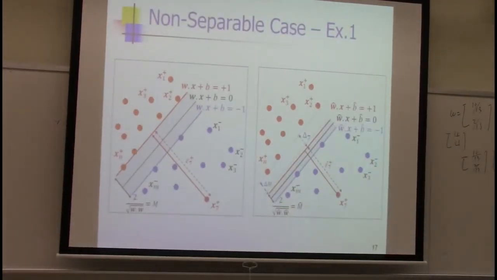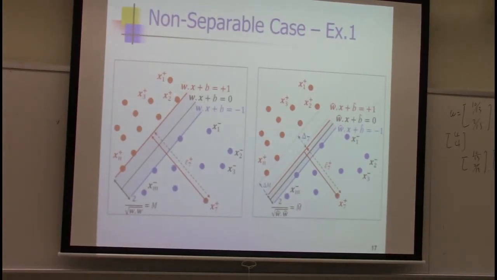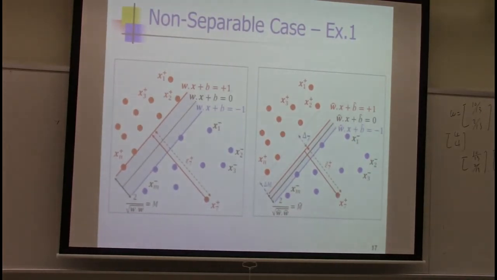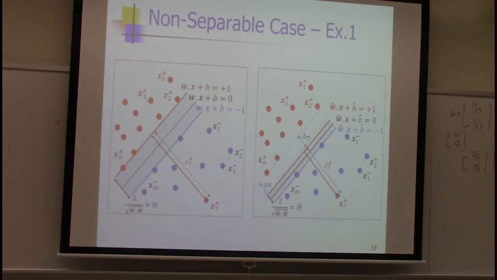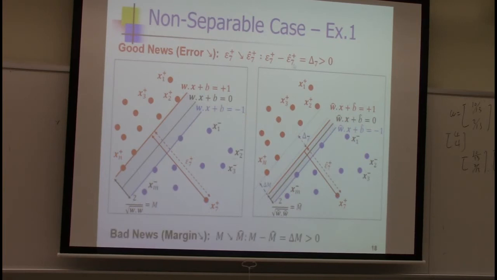So this is only case one. We only have one misclassified point. How about if we have multiple misclassified points? How about this case? So basically, the good news is the error, the error is this epsilon 7 plus. The error reduced, but the bad news is the margin also reduced, right?